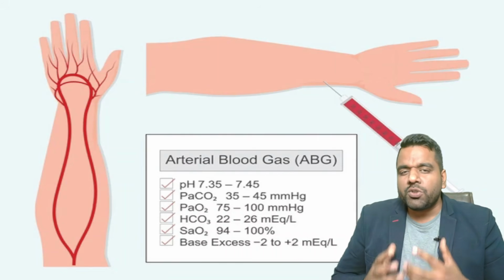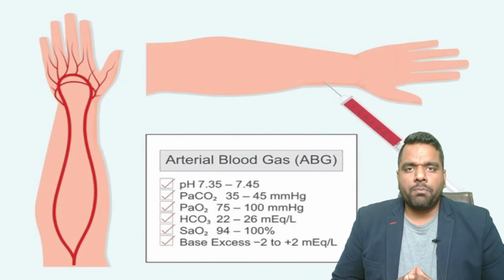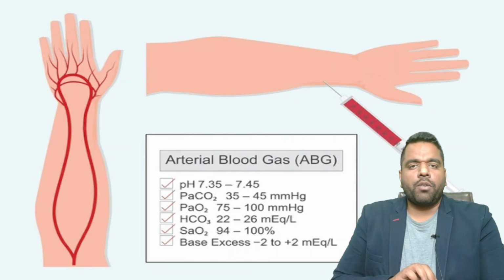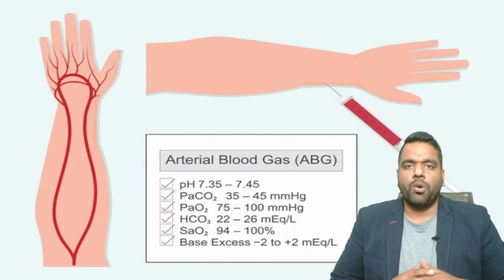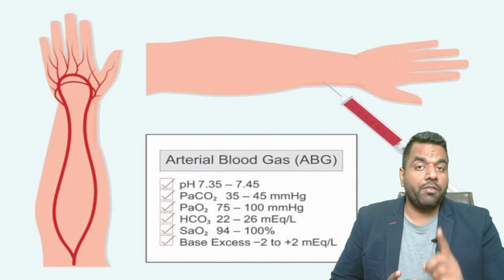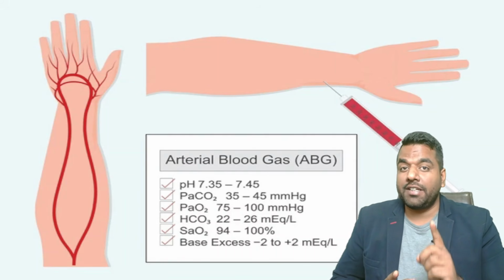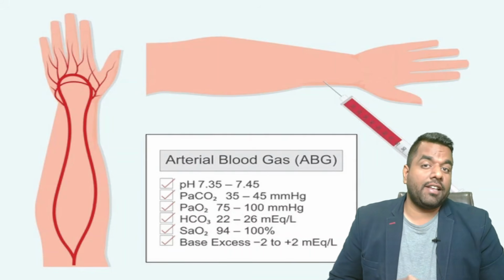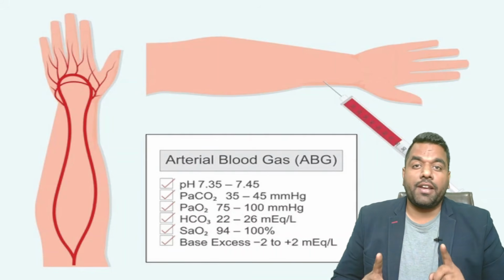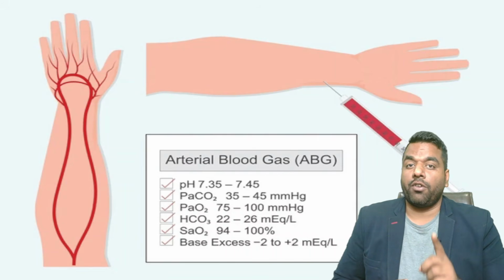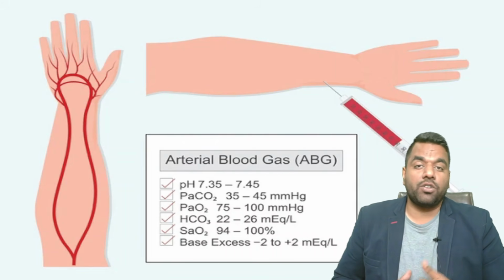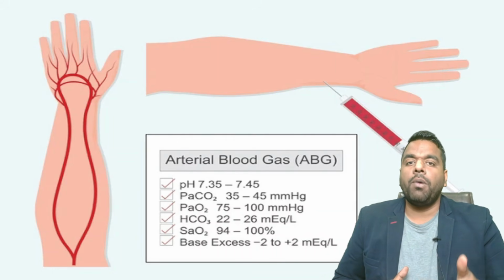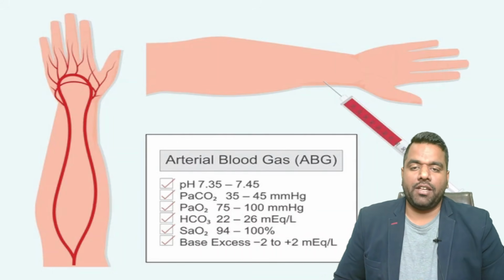So guys, most of the time we take the sample for this ABG either from the radial artery or from the femoral artery. So the first thing you should remember as a doctor is that while you are taking the sample, you should not take it from the veins, you should always take it from the artery, as the word itself says, arterial blood gas analysis, ABG.